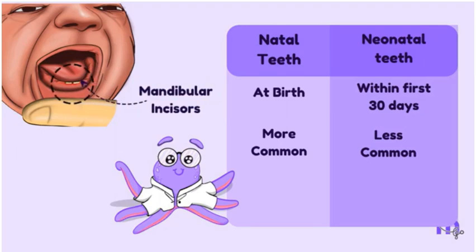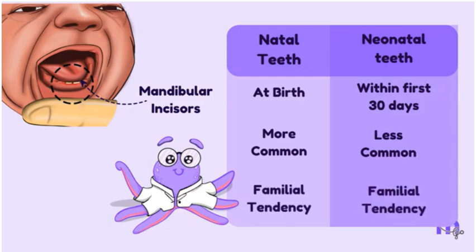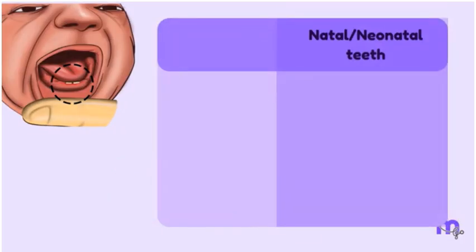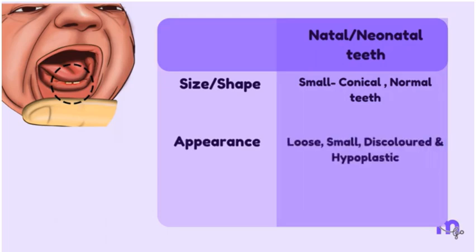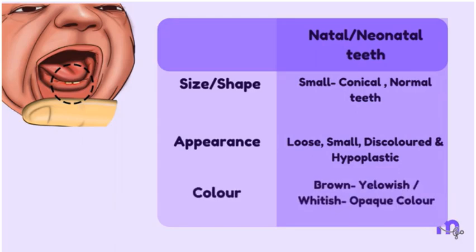Their etiology is usually unknown, but could be a familial tendency. They are usually seen in variable shapes and sizes, ranging from small to conical, and may also resemble normal teeth. The appearance of these teeth depends on the degree of maturity, but most often they are loose, small, discolored, and hypoplastic. The majority of natal teeth may exhibit brown to yellowish or whitish to opaque color.